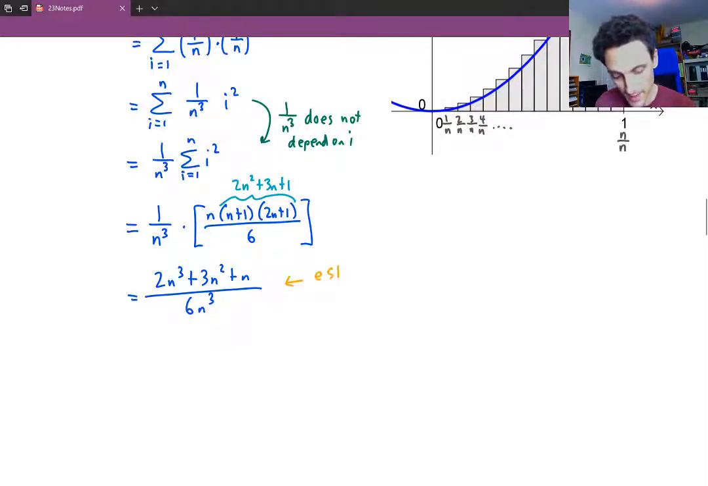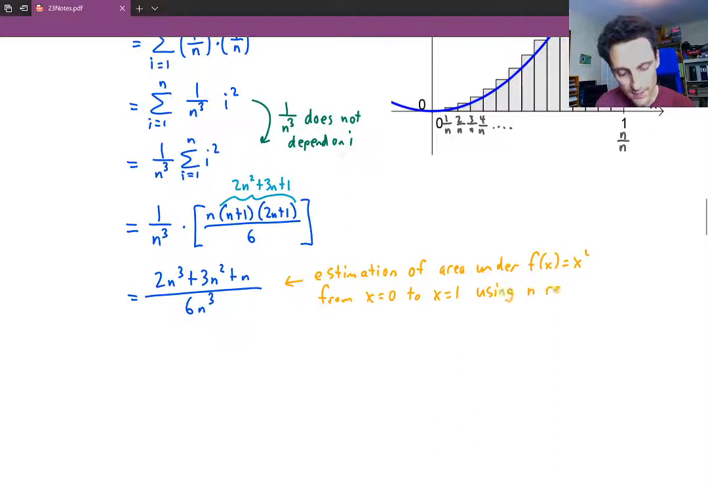So this gives us an estimation of the area under the curve. I'll be more specific. I'll write the area under f of x equals x squared from x equals 0 to x equals 1 using n rectangles and right endpoints.